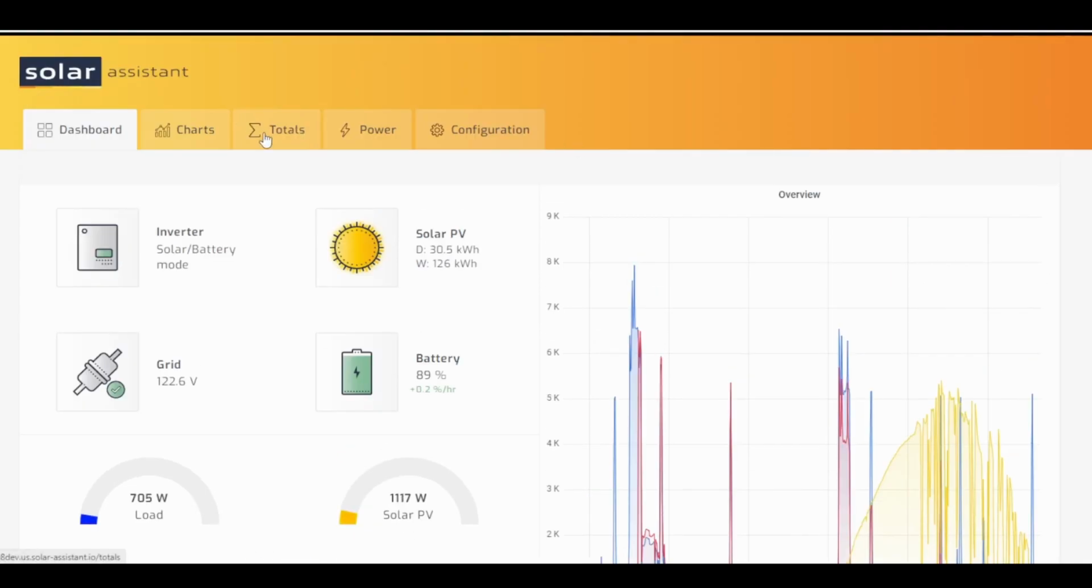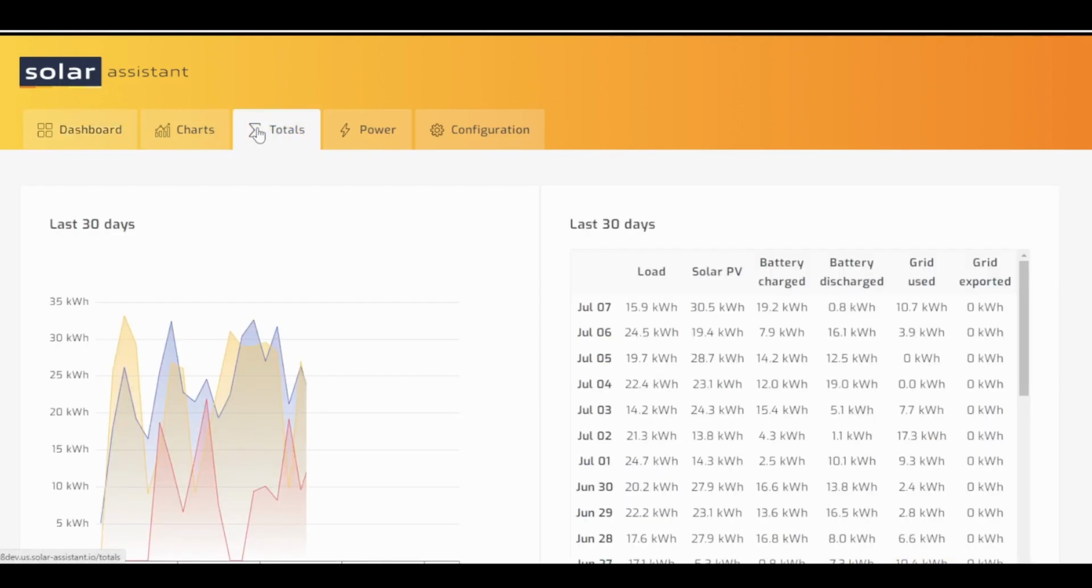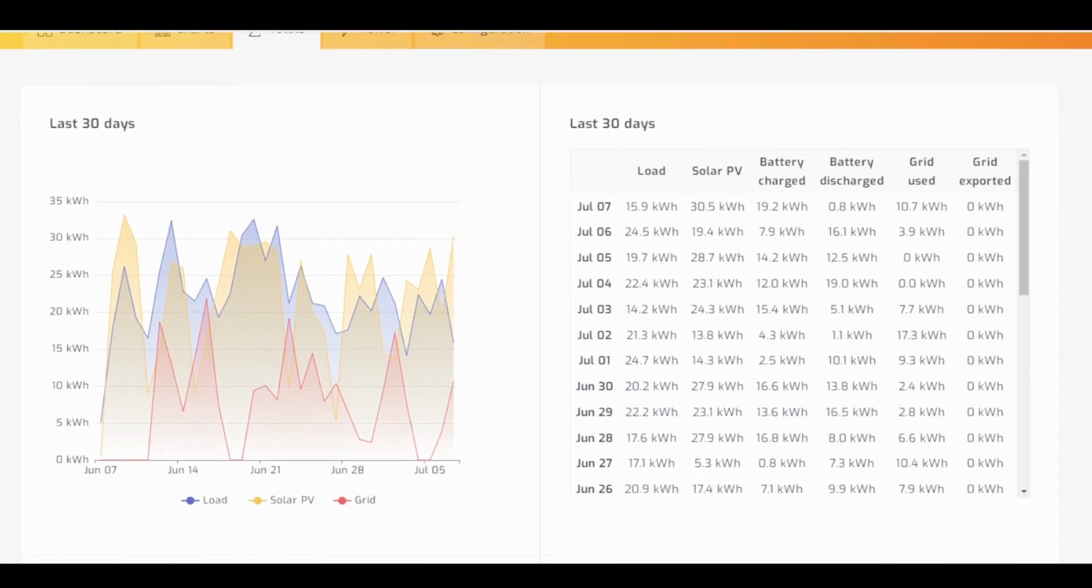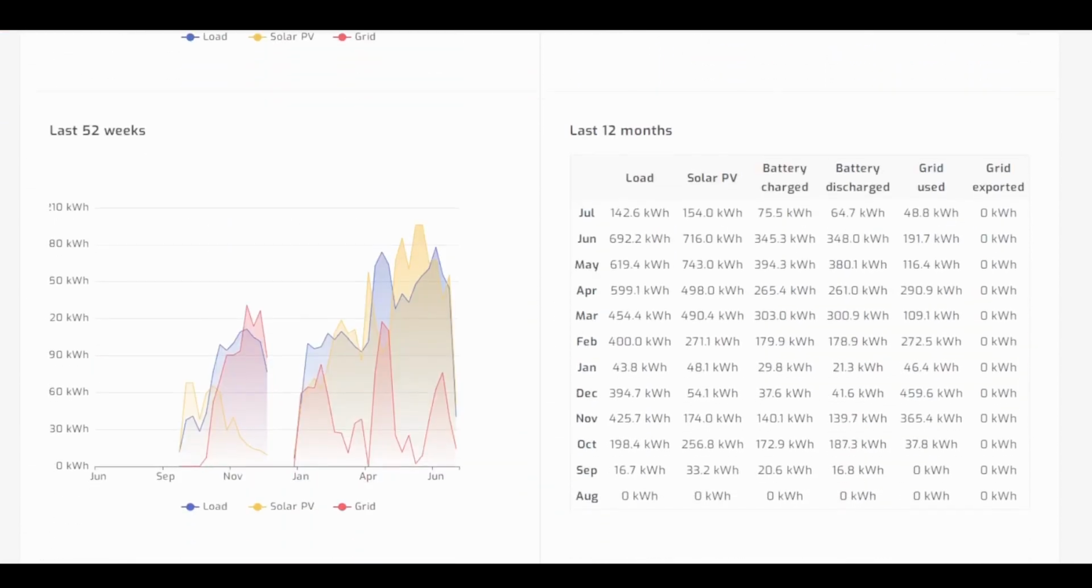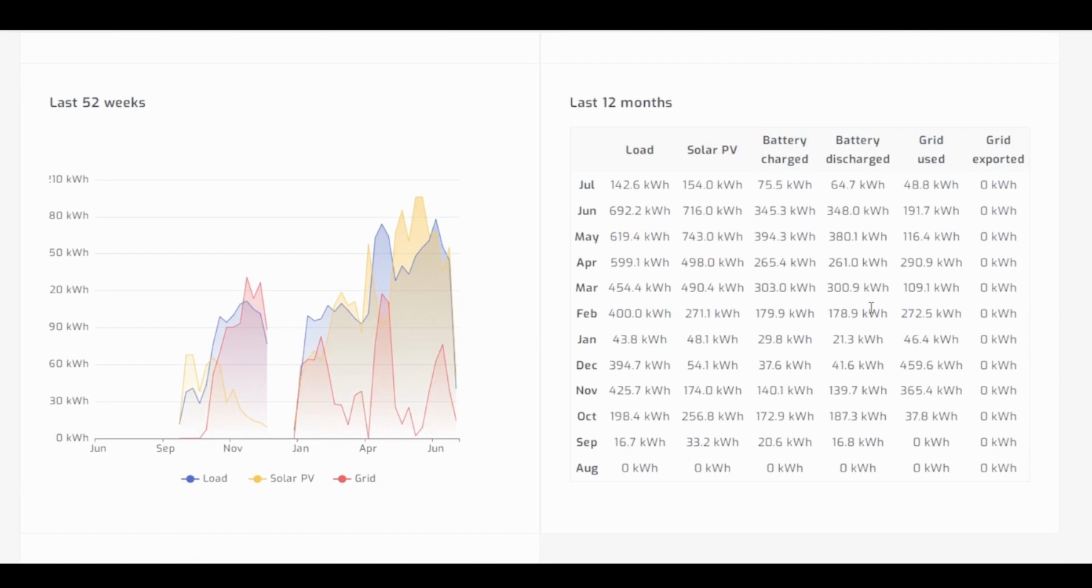But I'm more interested in really the totals section. And I want to look at really the midsection, which gives me this display of the last 52 weeks and the last 12 months. So we can see right here there was a gap in December and really a significant portion of January. And we can kind of see that over here because January's load was really tiny compared to these other months.